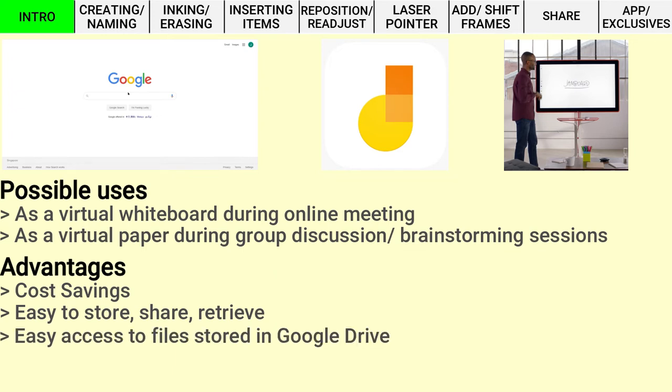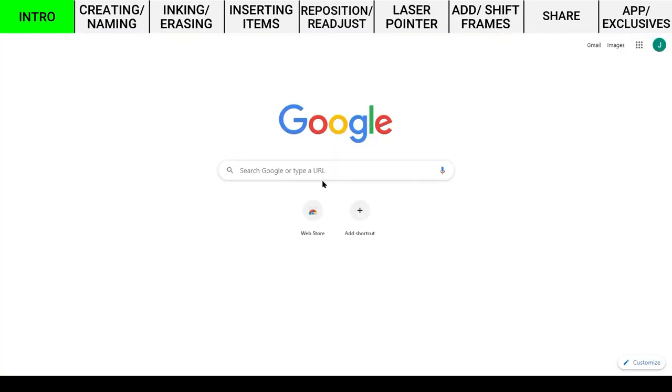Easy access to files stored in Google Drive. When you are using the Jamboard, you could easily pull out images that are already stored in your Google Drive, and you do not have to go around looking for them. For today's session, I'll be sharing with you how you can use the web-based Jamboard, and then in the last segment, I'll go through with you what are some of the added advantages of using the mobile app.